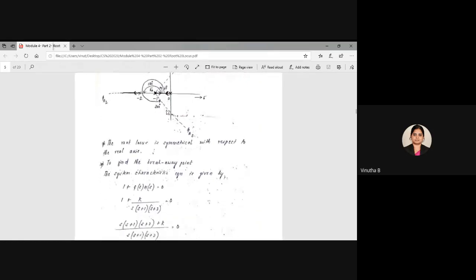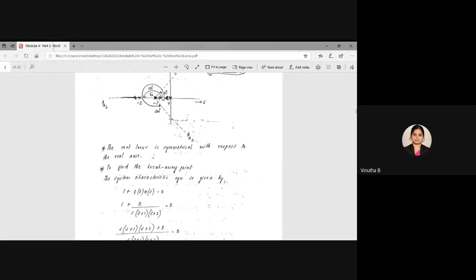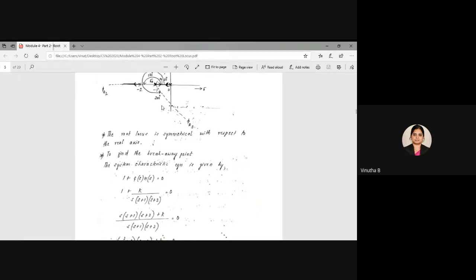Okay, till here I hope you all have understood. So the root locus is symmetrical with respect to the real axis, isn't it? So when you see here now, the root locus is symmetrical with respect to the real axis. To find the breakaway point, the next step is to find out the point where the breakaway is going to occur. So to find the breakaway point, what is the first step in that? You have to consider the system characteristic equation. So the system characteristic equation, as you all know, it is given by 1 plus G(s) H(s), which is equal to 0.